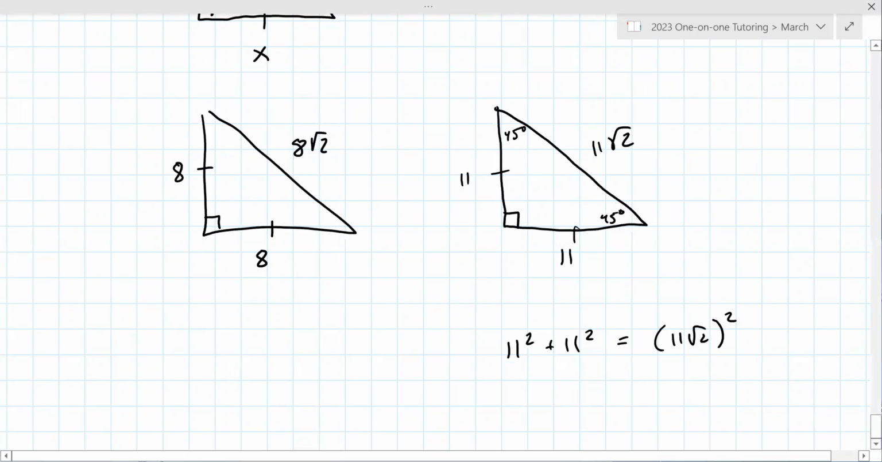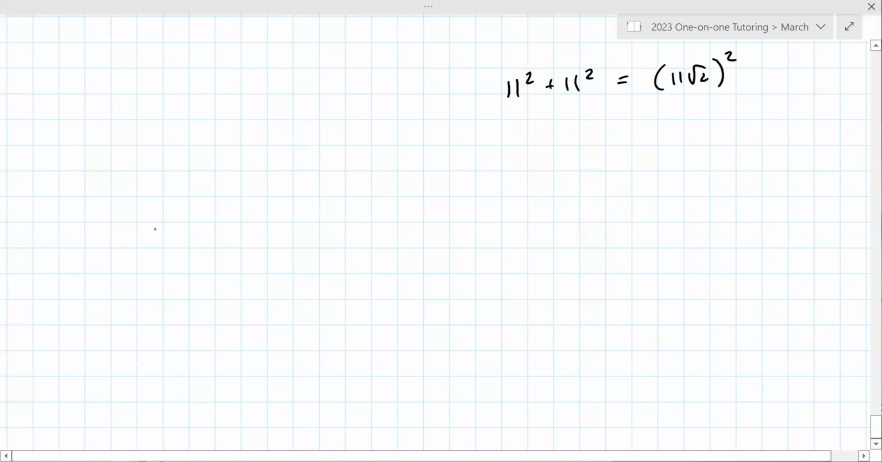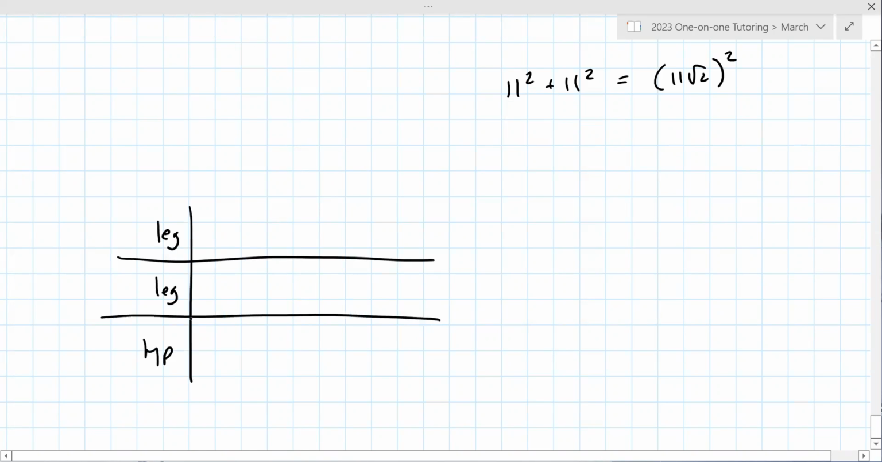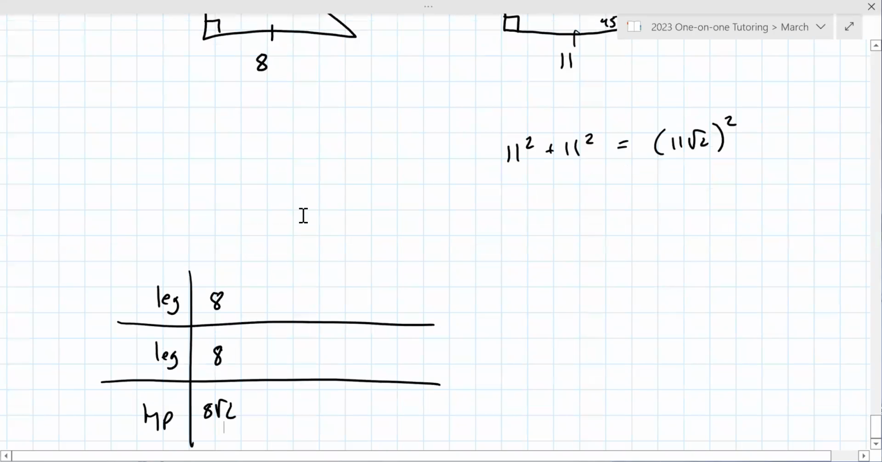I don't want you to think, oh, I've got it now. Do you have a follow-up question to that? Once I get that answer, what is that necessarily showing? Well, I think the table's like this: leg, leg, hypotenuse. For our first one, it was 8, 8, 8 square root 2. And then 11, 11, 11 square root 2.